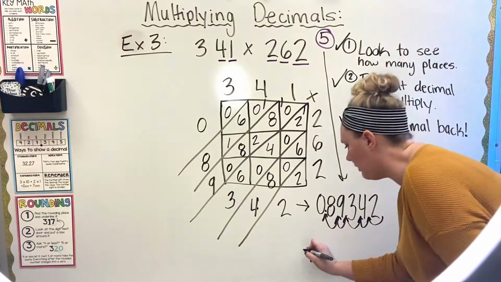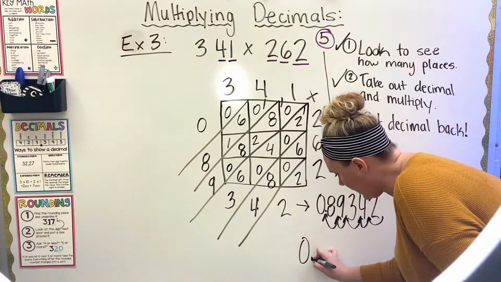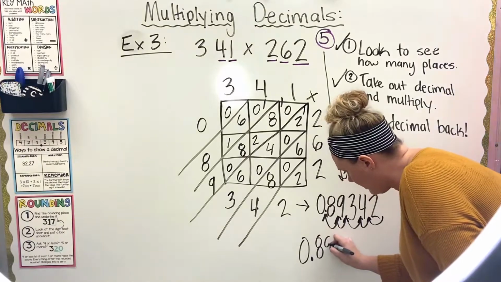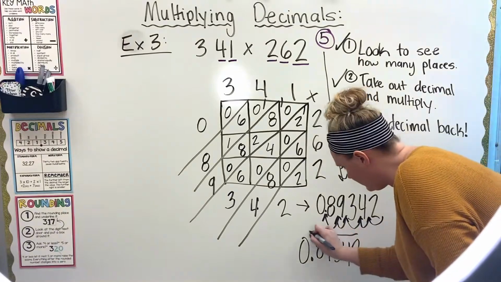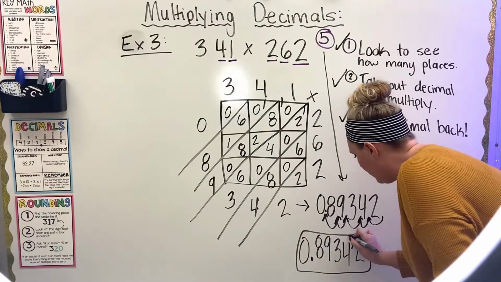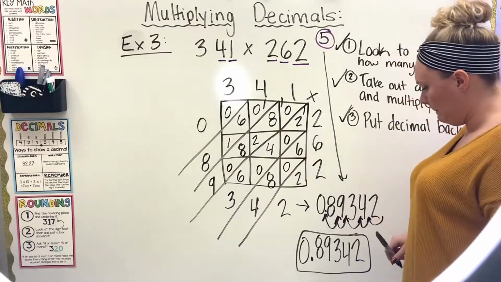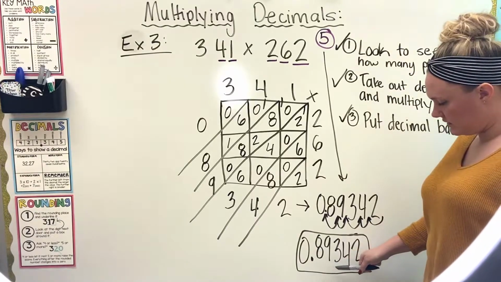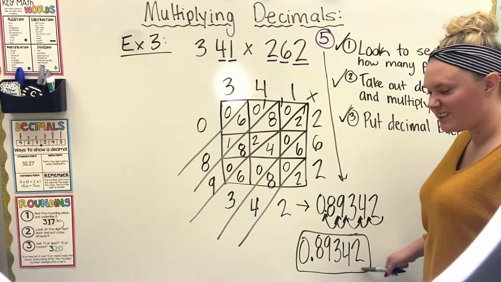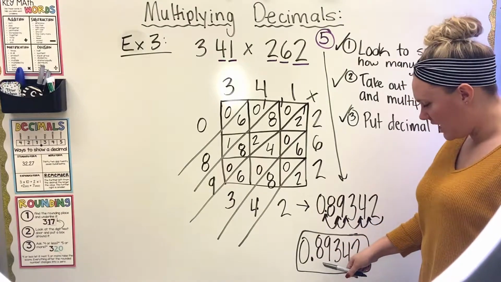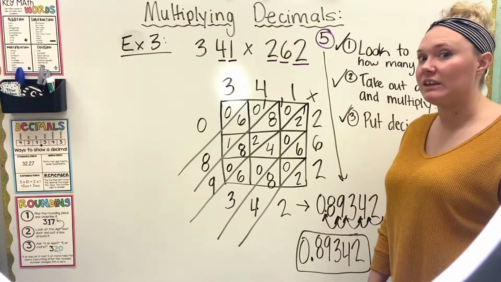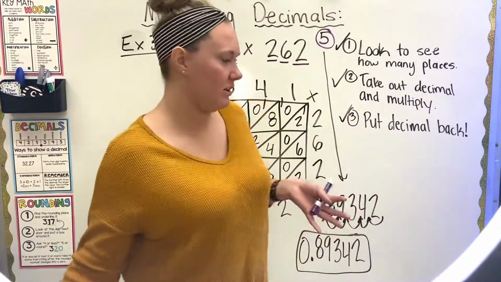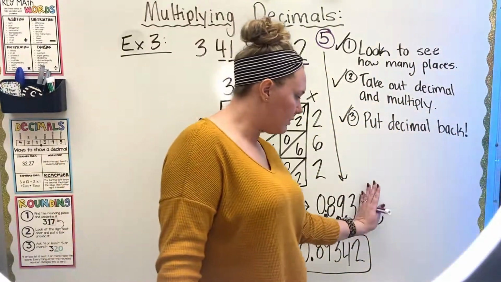So I'm going to rewrite my final answer. 0 and, let's see, 8, 9, 3, 4, 2. And that one is really hard to read. Let's see, this is tenths, hundredths, thousandths, ten-thousandths, hundred-thousandths. So that's 0 and 89,342 hundred-thousandths. But you don't really have to know that in 5th grade. You guys just have to go to the thousandths place.